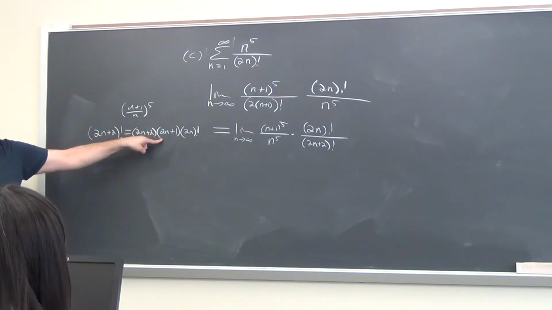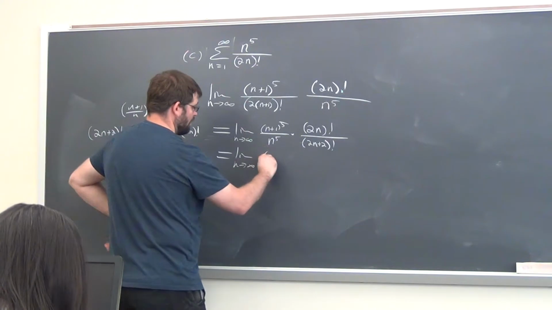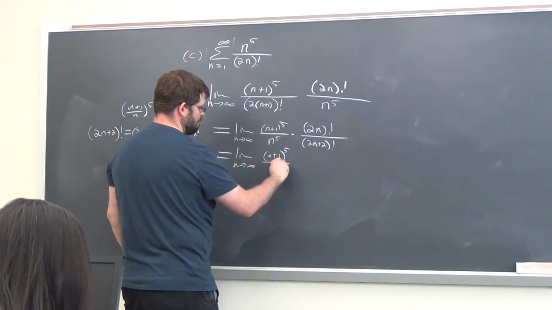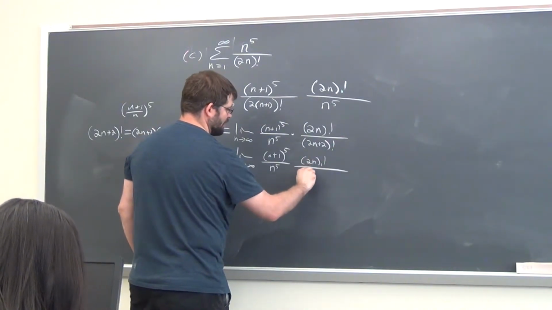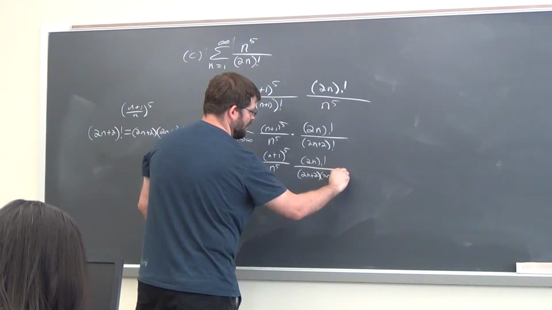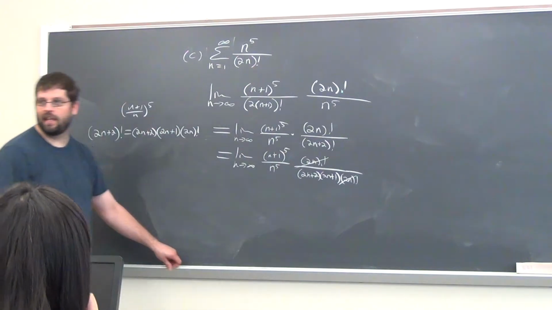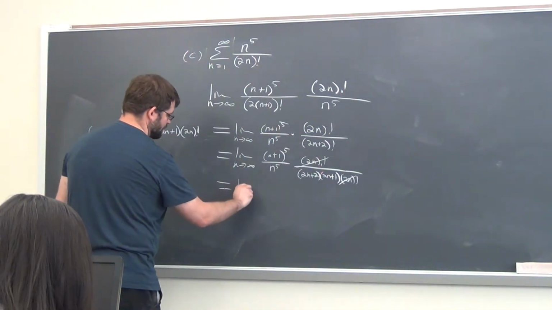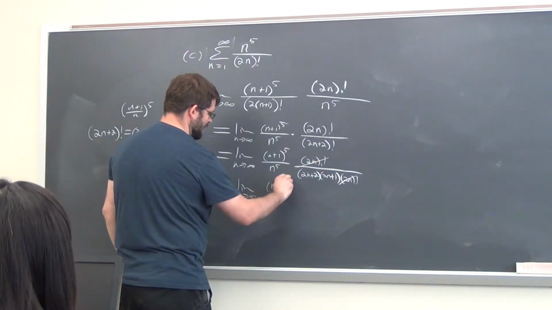So I'll just write it out. We have 2n factorial, and then again, this is 2n plus 2, 2n plus 1, and then 2n factorial. And so those factorial bits cancel, but you're left with the rest of that. And now you can reason this out however you want. I'm just going to say this.